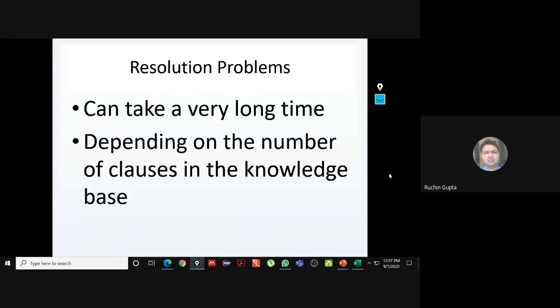So what is the problem with this resolution? It can take a lot of time depending upon the number of clauses in the knowledge base. If you have a large knowledge base and the number of clauses is very large, in that case this resolution algorithm can take a lot of time.